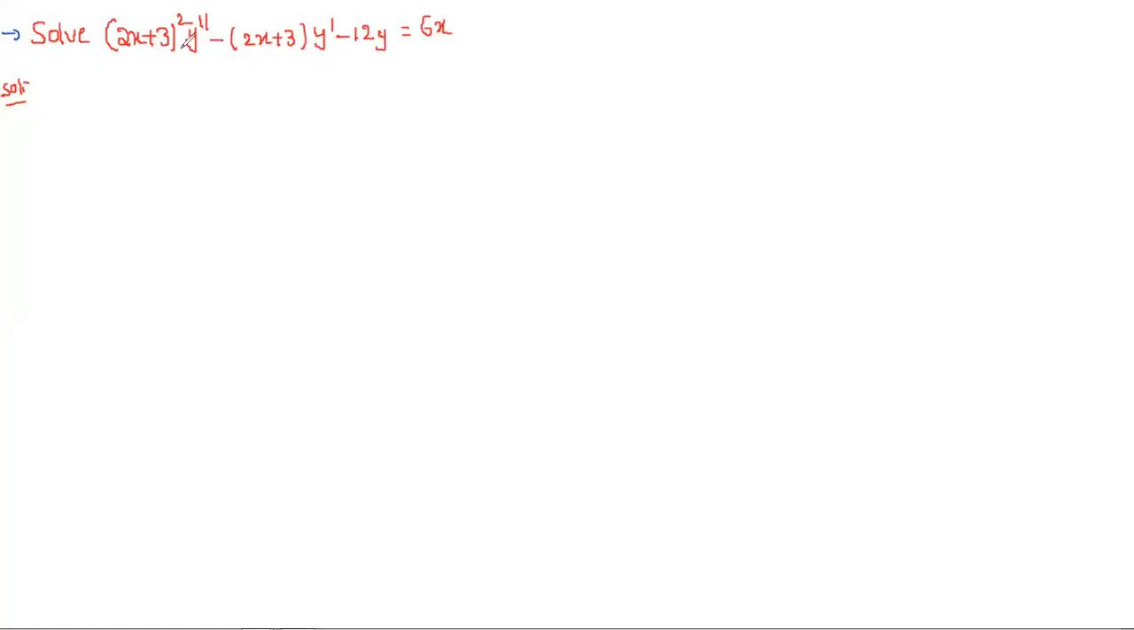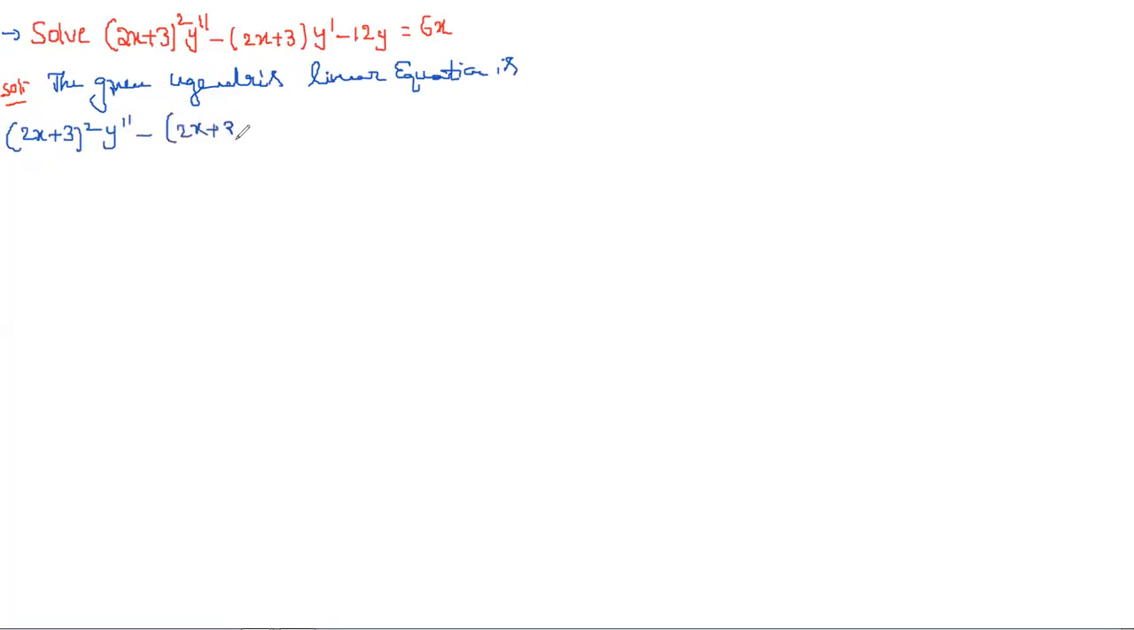(2x+3)² y'' − 2(2x+3) y' − 12y = 6x. So first you need to write the given differential equation, the given Legendre's linear equation: (2x+3)² y'' − 2(2x+3) y' − 12y = 6x. And first you need to write this one in operator form.